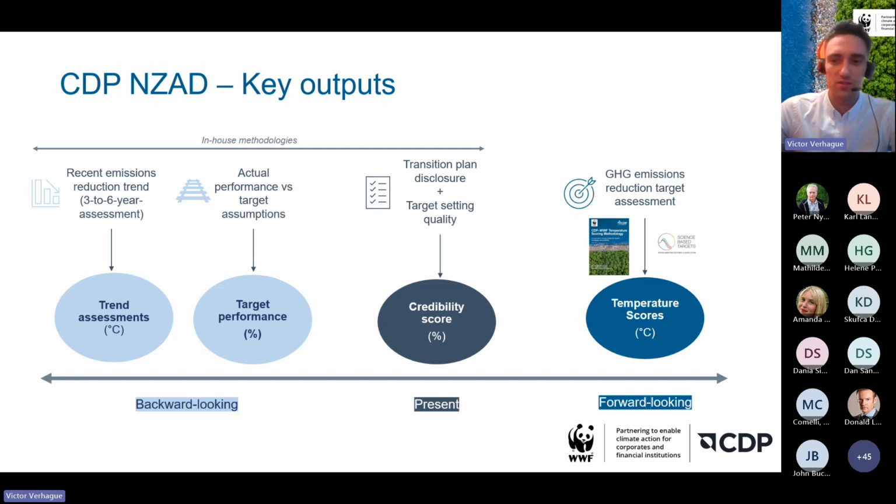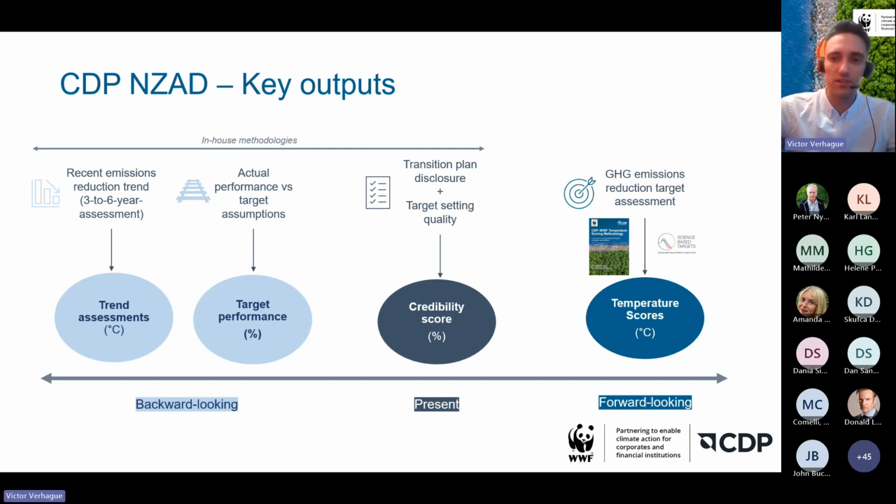Specifically, it assesses a company's transition plan disclosure through its responses to the CDP questionnaire, determining whether they cover the key elements of a credible climate transition plan. This results in a credibility score, which helps users contextualize a company's ambition by assessing the thoroughness of the roadmap the company has reported to achieve its targets. For example, if a company has a 1.5 degree temperature score, but only a 25% credibility score, it suggests that the company is unlikely to achieve such a high level of ambition.